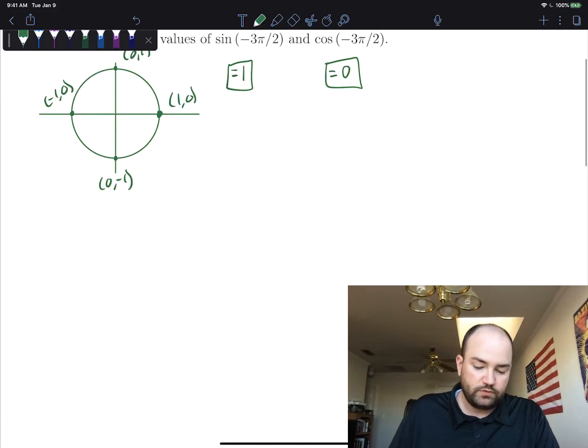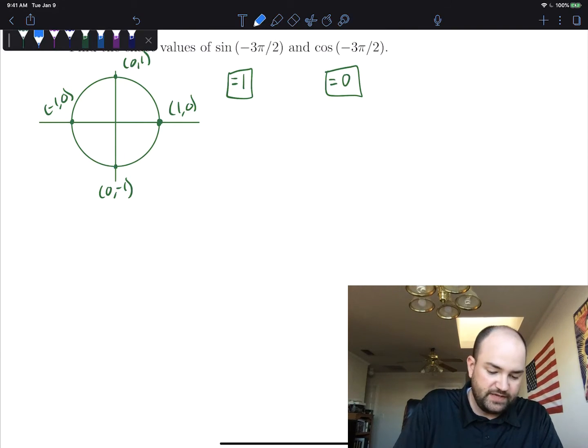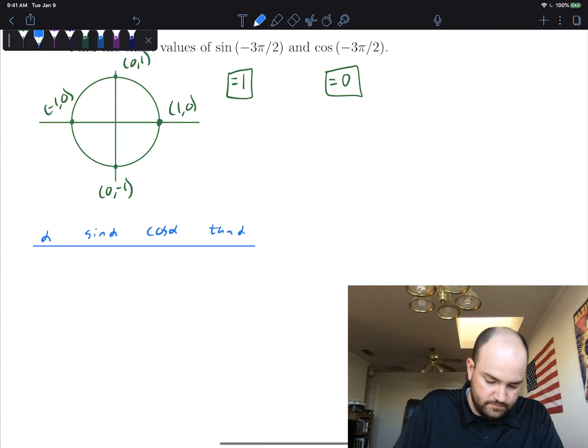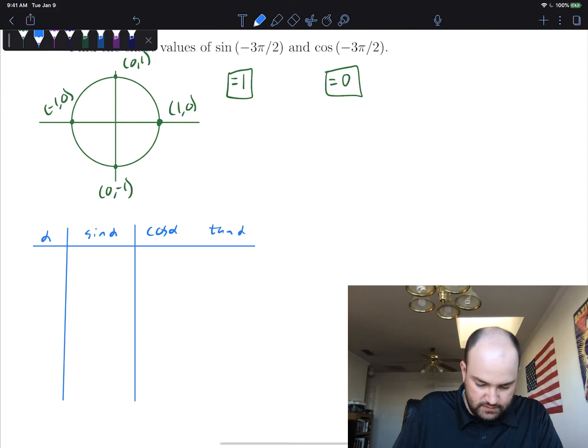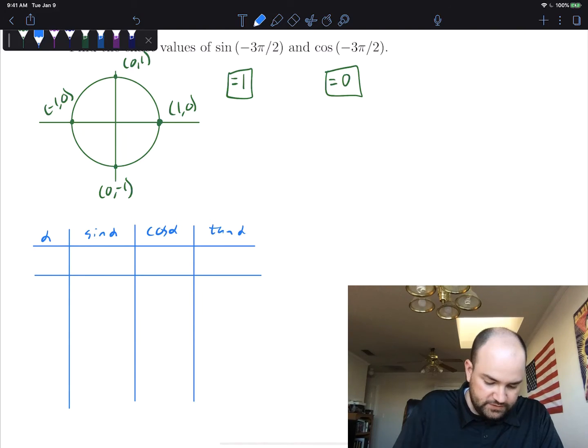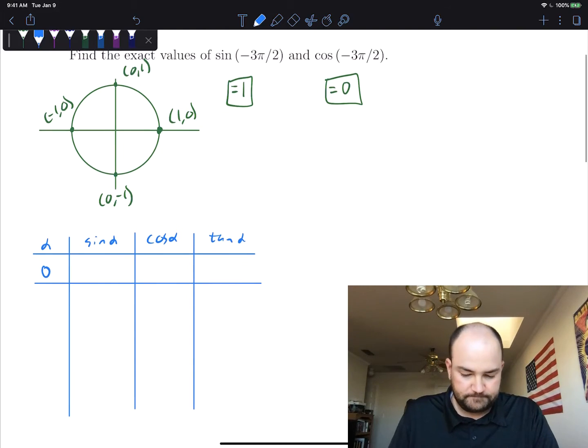I do want to do one thing real quick though. Using this information, I want to look at some angles. Alpha, sine alpha, cosine alpha, and tangent alpha. I want to make a coordinate grid. I'm going to be using radians here. By coordinate grid, I mean, of course, a table. So the first is going to be at 0. The coordinate is 1, 0, right?